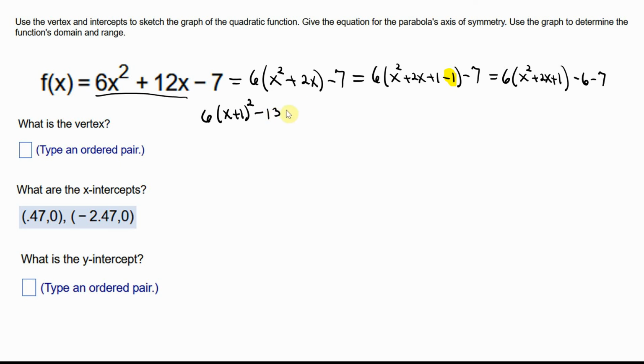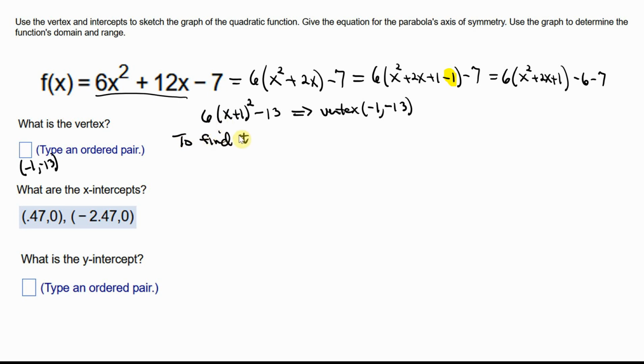So the vertex, this implies that the vertex is negative 1, comma, negative 13. So that goes there. It asks for the x intercepts. That means set the function, that is y equal to 0, solve for x.